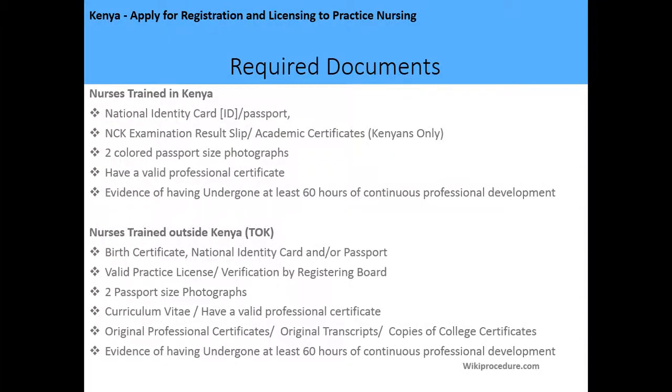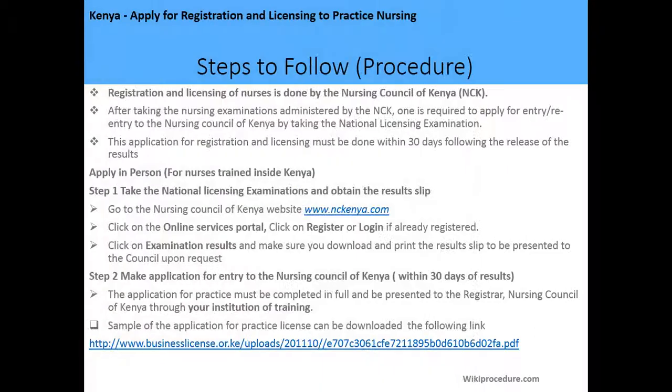The required documents: nurses trained in Kenya need their national ID or passport, the NCK examination result slip, academic certificates, 2 colored passport photographs. They should have a valid professional certificate and evidence of having undergone at least 60 hours of continuous professional development. Nurses trained outside Kenya should present their birth certificate, national identity card and/or a passport, valid practice license, 2 passport size photographs, curriculum vitae, original professional certificates, transcripts, and evidence of having undergone at least 60 hours of continuous professional development. The steps are as follows.